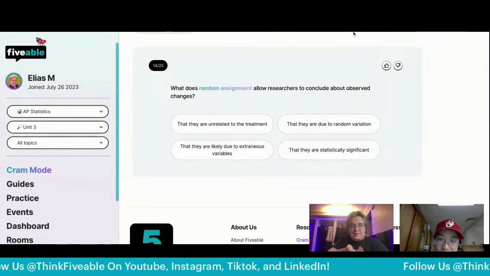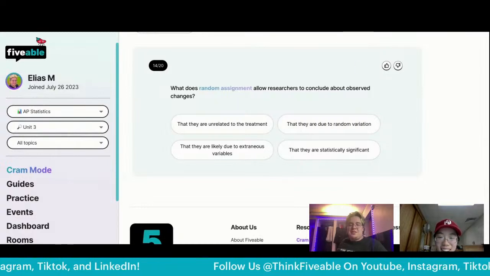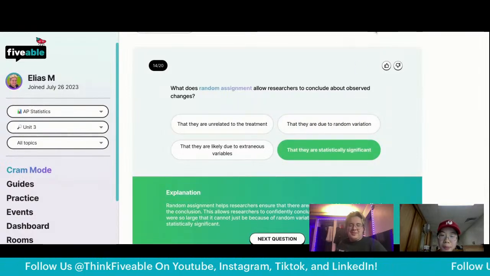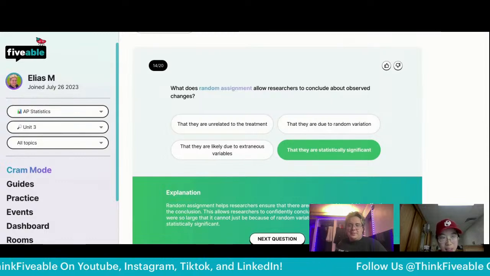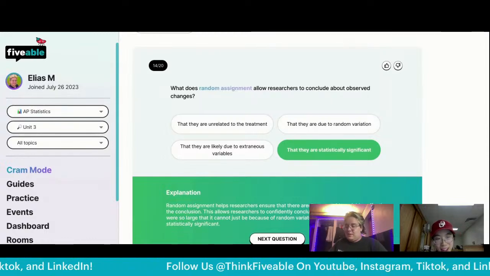What does random assignment allow researchers to conclude about observed changes? I mean, there's only one that kind of makes sense. I don't even know what to say. I was trying to figure out what to even say. Yeah. I mean, the whole purpose of this is that you're trying to find something that's statistically significant. If it's not, then why bother?